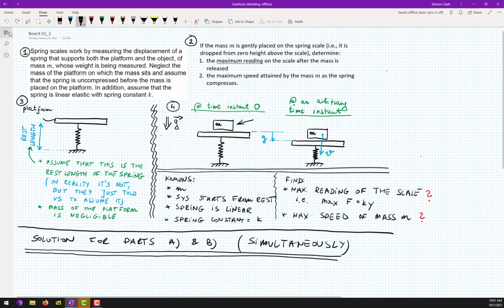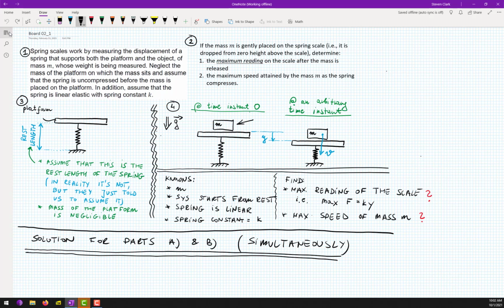Yep. And they told us to place a mass on that platform, and if we place a mass on that platform, our scale will go downwards. Yeah. And they told us to find maximum reading of that scale plus maximum speed experienced by the platform plus mass placed on it. Okay? Any questions to the problem statement?